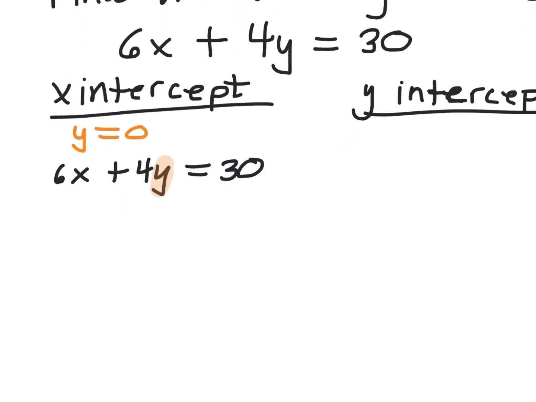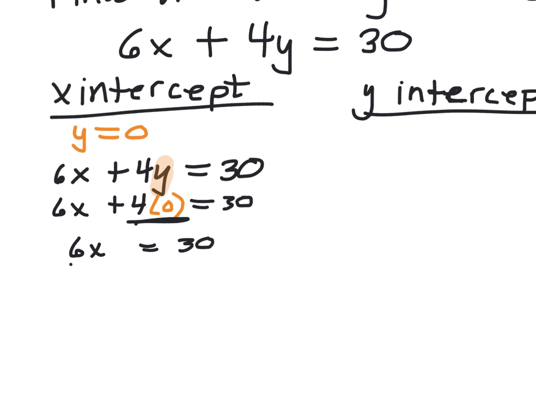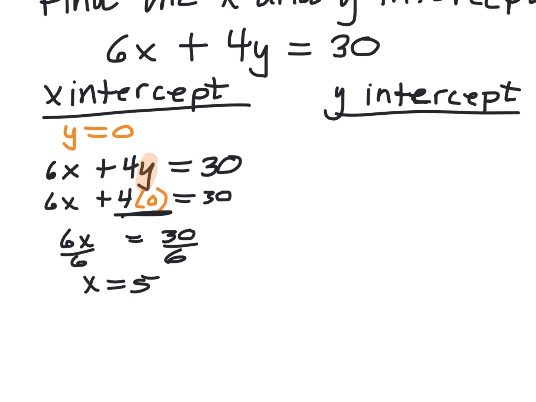So to find the x-intercept, we're going to put a 0 in for y. And so if we do 6x, instead of 4 times y, we're going to do 4 times 0. And 4 times 0 is going to give you 0, which just leaves the 6x left over. Divide both sides by 6. Your x-intercept should be a 5.